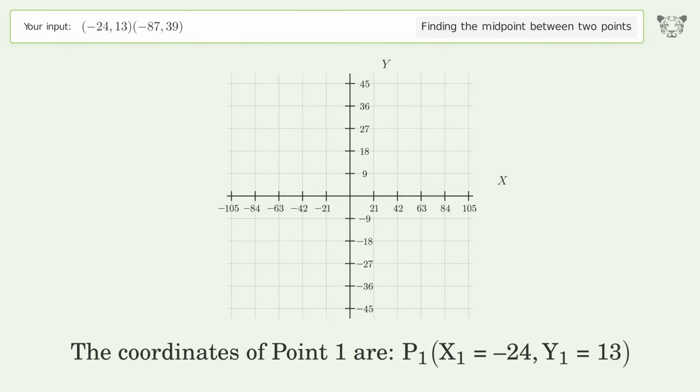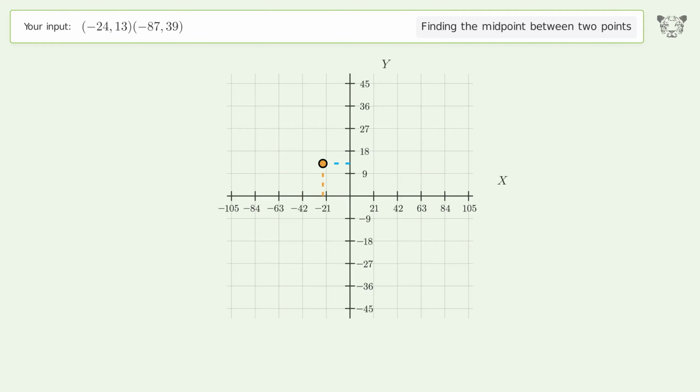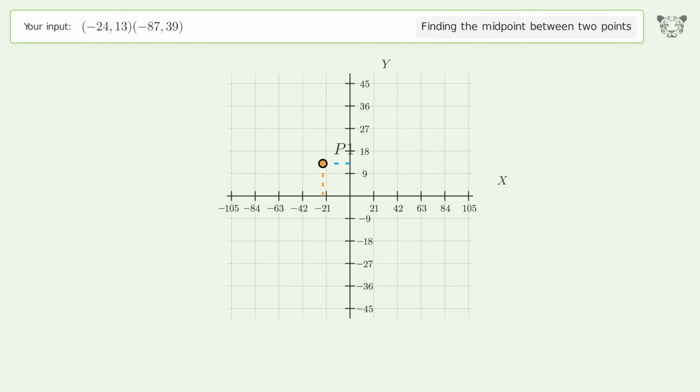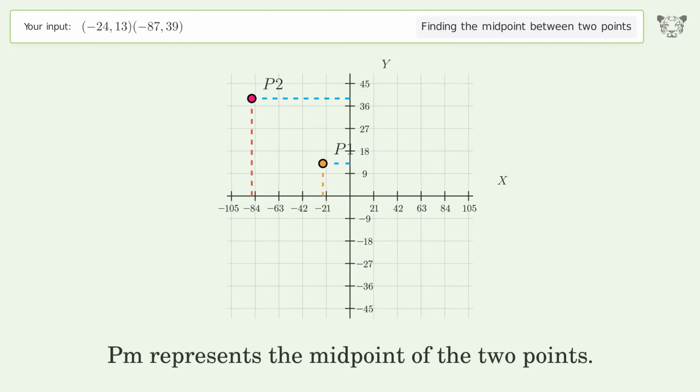The coordinates of point 1 are, x1 equals negative 24, y1 equals 13. The coordinates of point 2 are, x2 equals negative 87, y2 equals 39. PM represents the midpoint of the 2 points.